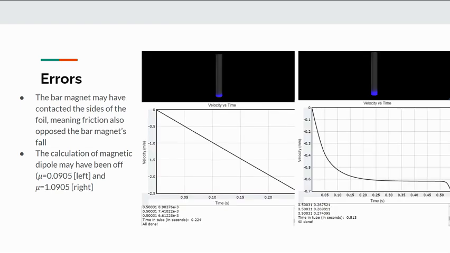And for my errors, the bar magnet may have contacted the sides of the foil, so friction could have opposed the bar magnet's motion instead of just the magnetic force. And my bigger error I mentioned earlier was that I think my magnetic dipole moment was much too small.